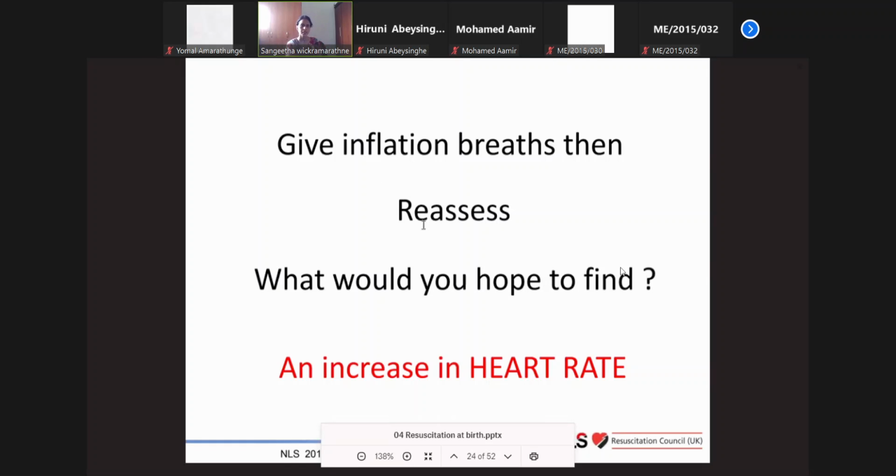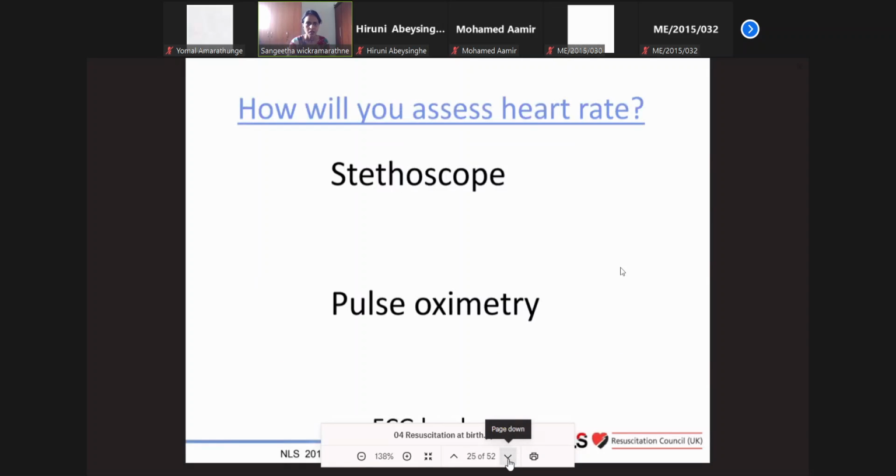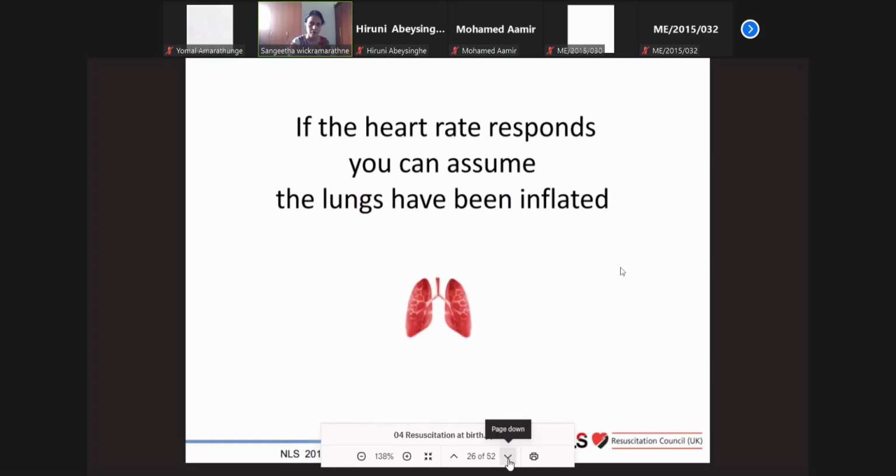Give inflation breaths, then reassess. What do you hope to find? I told you the first vital sign to pick up will be the heart rate, and only then will your color and tone improve. So while giving inflation breaths, you always observe for chest expansion. After that, when you assess color, tone, breathing, heart rate, you see the heart rate picking up earlier than the other signs. So how will you assess the heart rate? Yes, stethoscope, pulse oximetry. With a heart rate response, you can assume the lungs have been inflated.